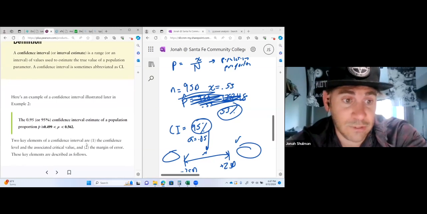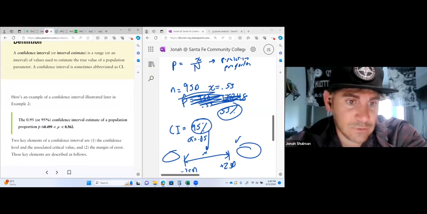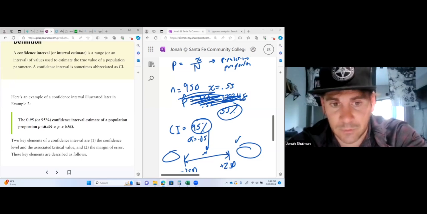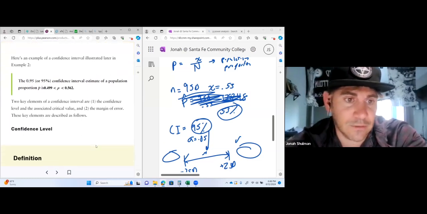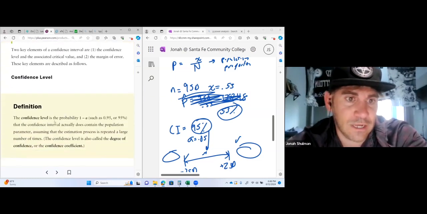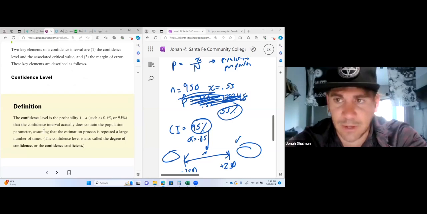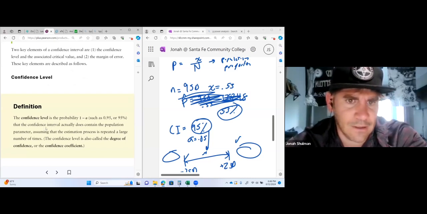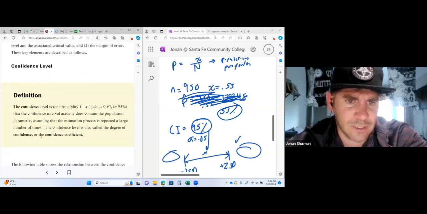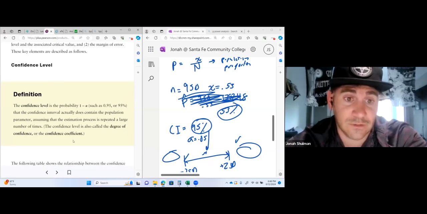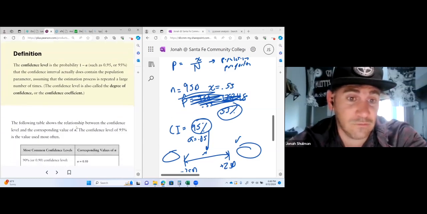So the 2 key elements of a confidence interval are, 1, the level that is associated with the critical value, remember from before, and the margin of error. The confidence level is the probability of 1 minus your alpha level that the confidence interval actually does contain the population parameter, assuming that the estimation process is repeated a large number of times. It is also called the degree of confidence or the confidence coefficient. I've never heard it called the confidence coefficient.